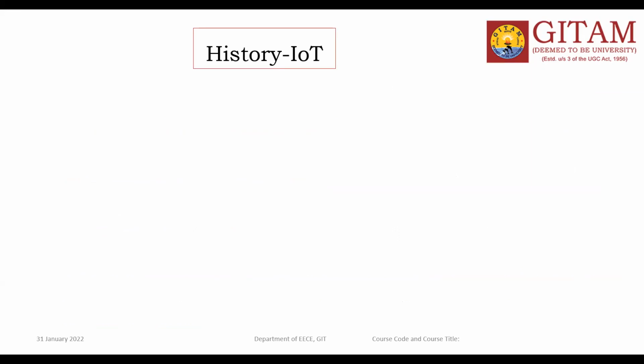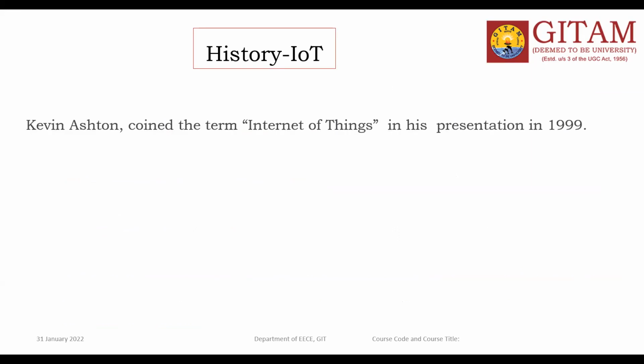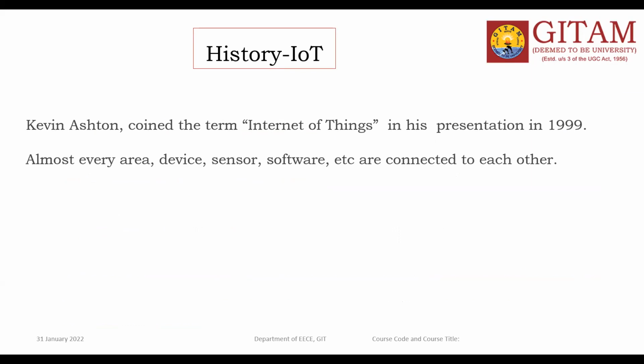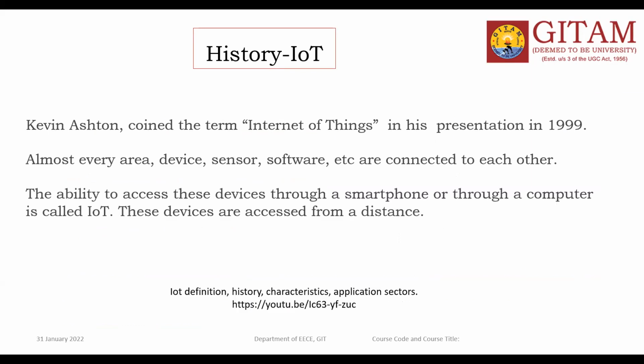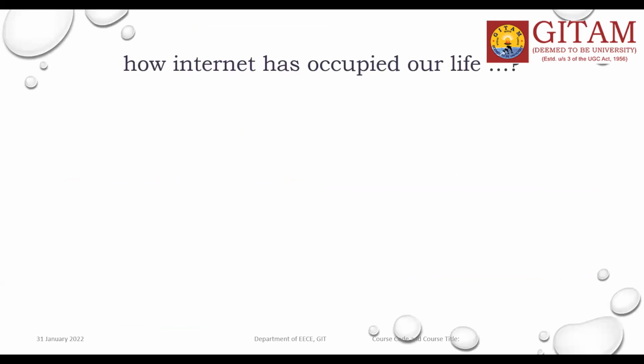Next, IoT history. As I told you, Kevin Ashton used the term IoT first in 1999. Next, how the internet has occupied our life, that means how the internet came into our life.